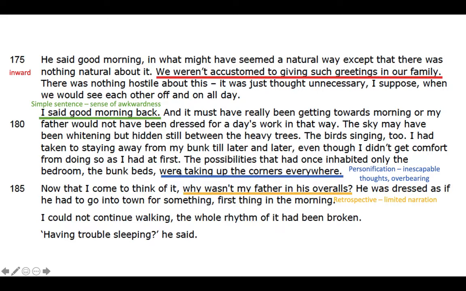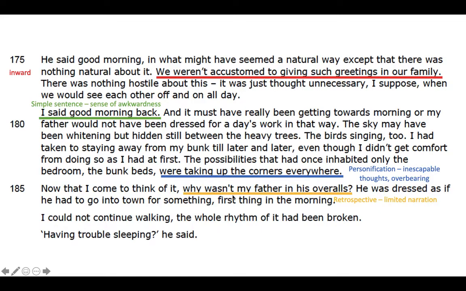And then again, remember we talked about the thoughts becoming demons, and now she's saying that, you know, she used to be able to escape them by going outside, but now they seem to be taking up the corners of everywhere. So that kind of, again, personification makes these thoughts seem inescapable. They're completely overbearing and she just can't get away from them. So it's getting out of control, and thankfully she does talk about it, which we'll see in a moment.